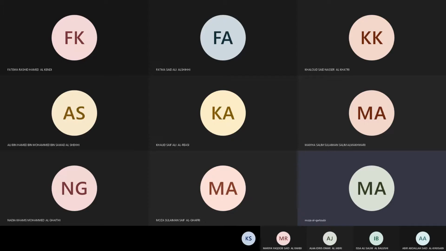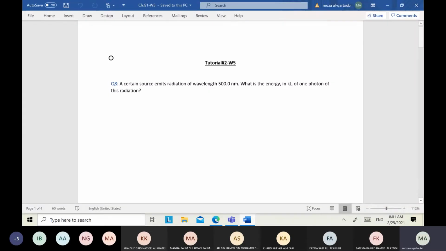Last question for this tutorial, question number 8. A certain source emits radiation of wavelength lambda equal to 500 nanometer. What is the energy in kilojoule of one photon of this radiation? We are given only light or photon radiation with wavelength lambda. So lambda equal to 500 nanometer, which should be in meter.